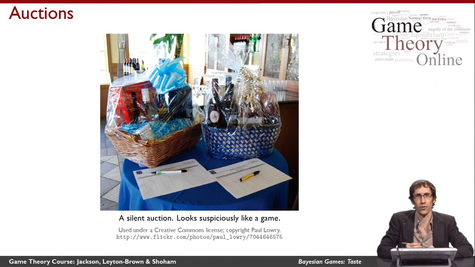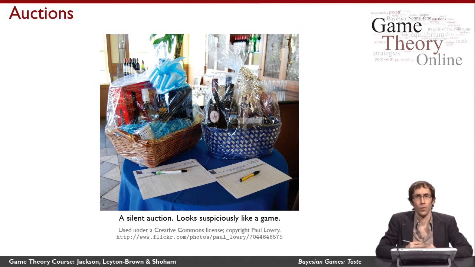Here's the last auction picture I want to show you. This is what's called a silent auction, a charity auction. So what's going on here is there are actually two different bundles for sale. There's a gift basket here for sale, and all of the people who are interested in buying it are able to go up and inspect it, decide what they think it's worth to them, and then they write a bid. They write their name and an amount that they're willing to pay on this sheet of paper here.